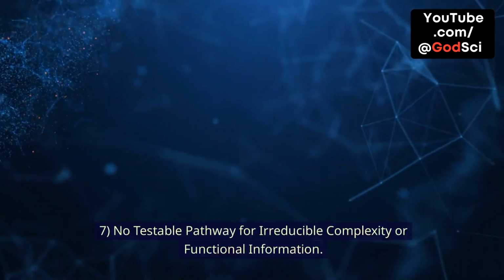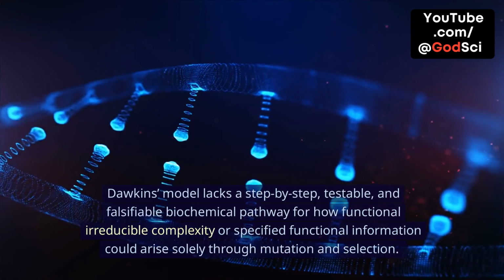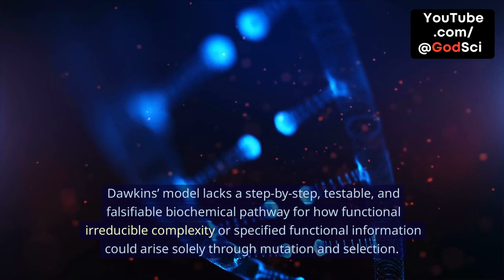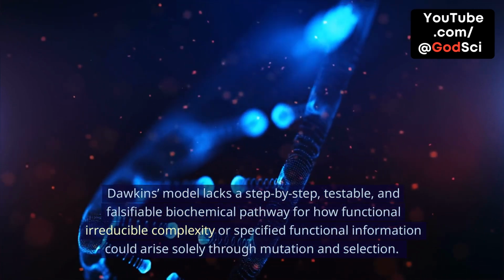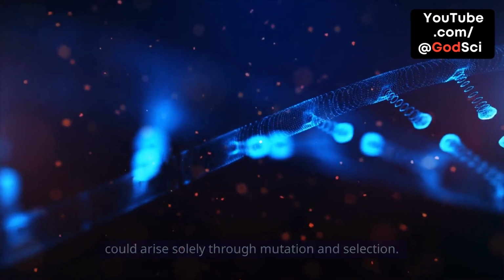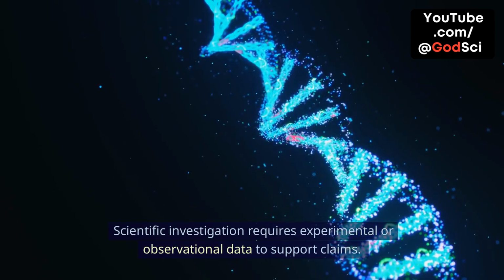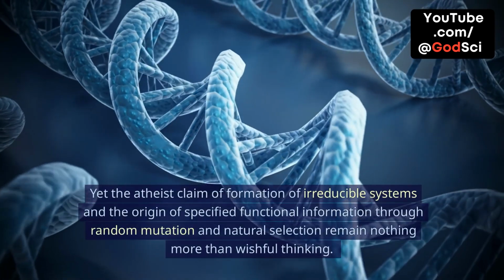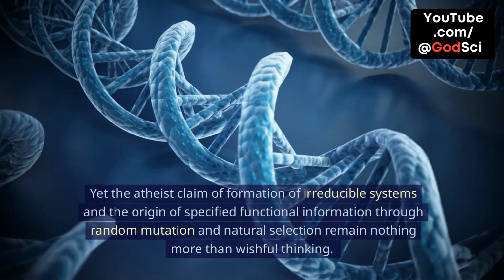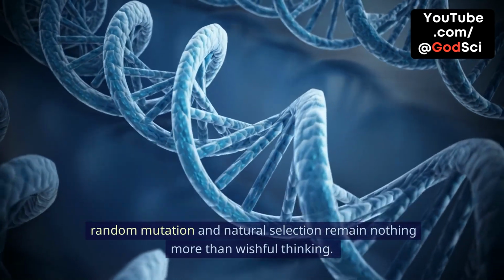7. No testable pathway for irreducible complexity or functional information. Dawkins' model lacks a step-by-step, testable, and falsifiable biochemical pathway for how functional irreducible complexity or specified functional information could arise solely through mutation and selection. Scientific investigation requires experimental or observational data to support claims. Yet the atheist claim of formation of irreducible systems and the origin of specified functional information through random mutation and natural selection remain nothing more than wishful thinking.